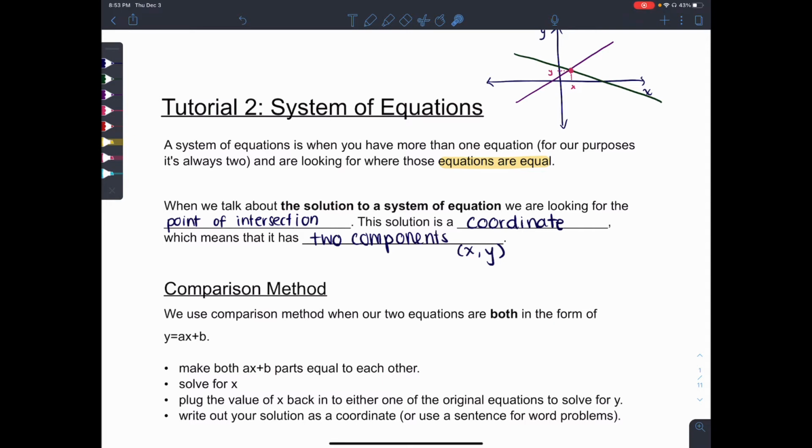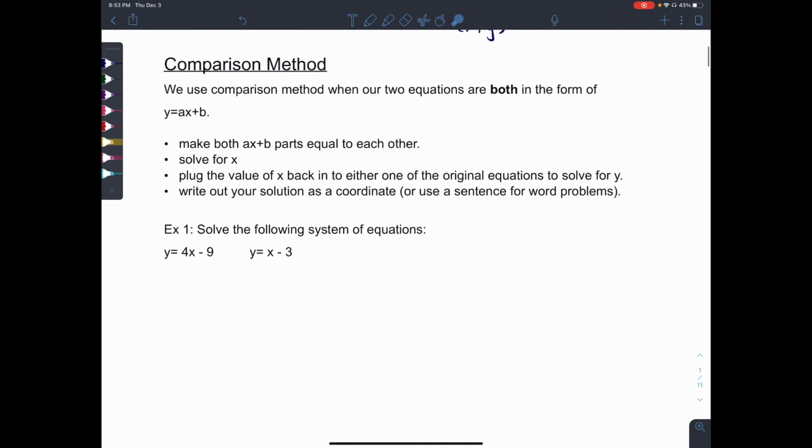So the first method is the most straightforward method. It's called comparison. So this is the method that you use when our two equations are both in the form of y equals ax plus b. You may have seen this written as y equals mx plus b. They mean the same thing. A or m is your slope. So whichever version of the equation you're comfortable with, that's what you should use. So here, let me just number our steps. 1, 2, 3, 4.